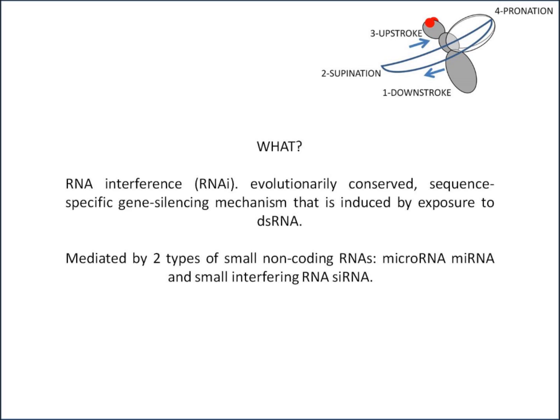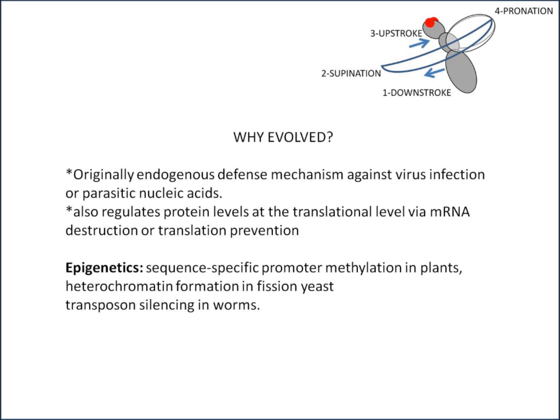Well, it's an evolutionary conserved sequence-specific gene silencing mechanism that is induced by exposure to double-stranded RNA. It's mediated by two types of small non-coding RNAs, microRNA or miRNA and small interfering RNA or siRNA. Specifically the second part, but they're both so close that they can both trigger the pathway.